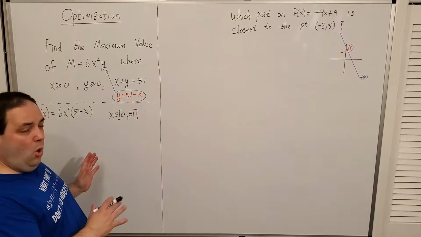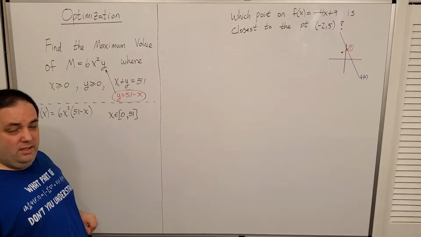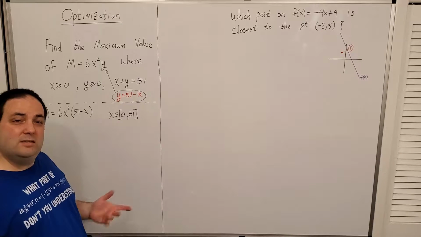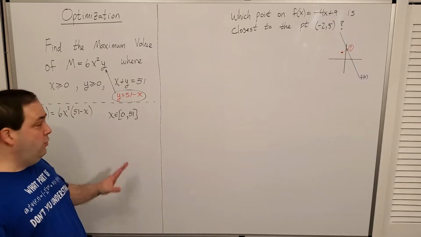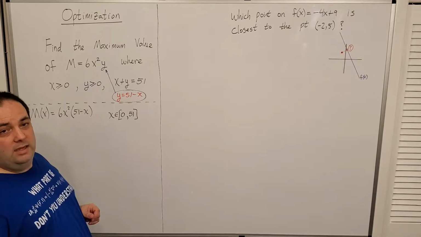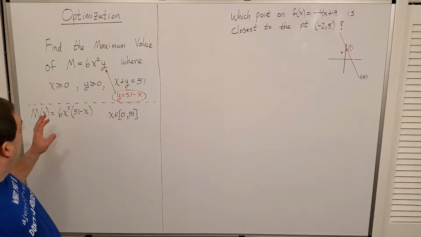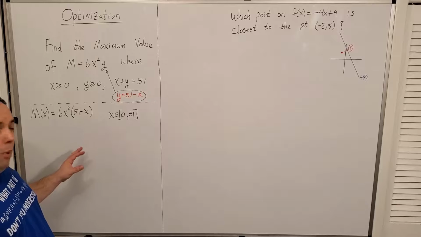What you'll find in all of these problems is that usually the endpoints are not the thing that they're asking for. Typically, that's the way these things work out. If you have a closed interval, typically the endpoints are the opposite of what they're asking for. There are always exceptions, but okay, so let's find that maximum point.